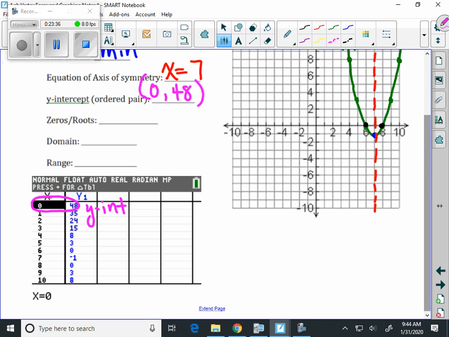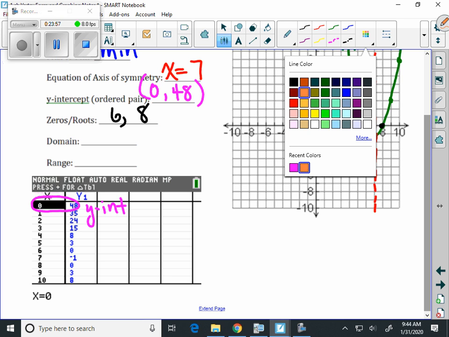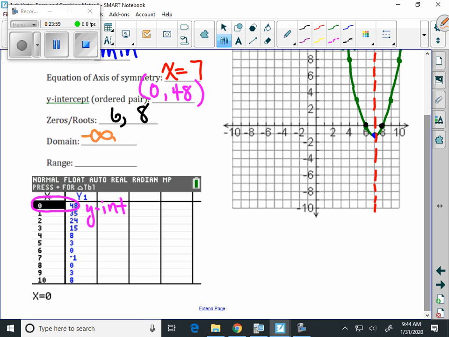The roots. Where does the graph cross the x-axis? Well, we have them marked already with black points. And those roots are 6 and 8. Our domain. Our domain is still all the numbers. Negative infinity to infinity. But our range is not.